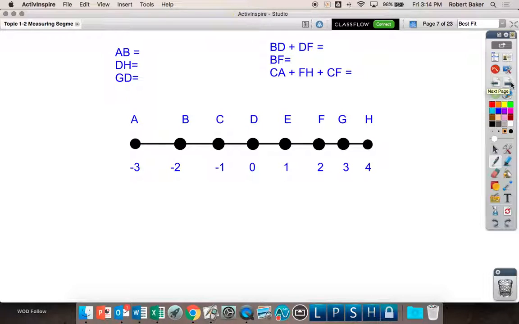What does that first one say? AB. That is read as the measurement of line segment AB. How long is AB? Oh, wait, no. 1. Uh-oh. It's 1. That's it, 1.